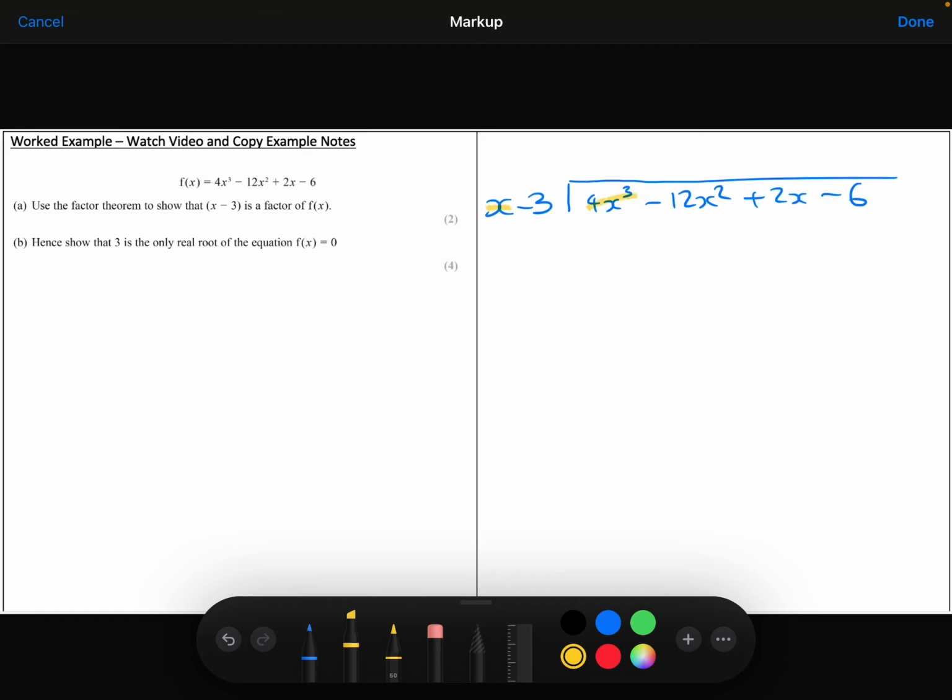So x into the 4x cubed goes 4x squared times. Because I know that 4x squared times x gives me the 4x cubed. We're now going to multiply that out. So 4x squared times the x, and then 4x squared times the minus 3. So 4x squared times x gives 4x cubed. The 4x squared times the minus 3 gives minus 12x squared. I'm then going to take that away.